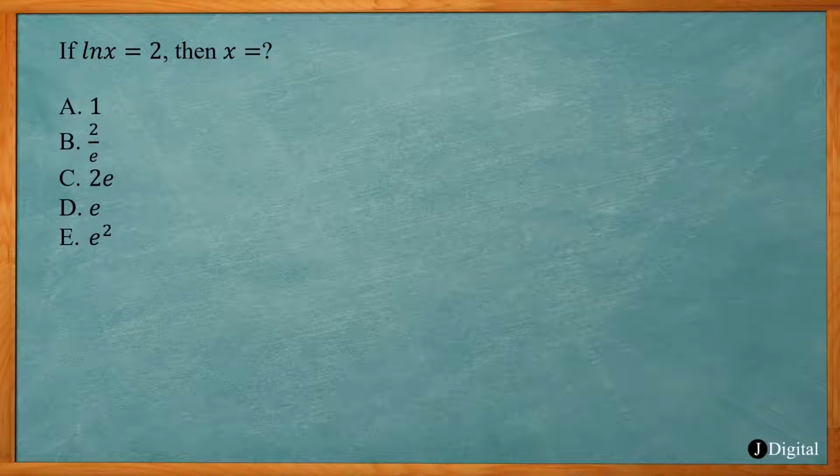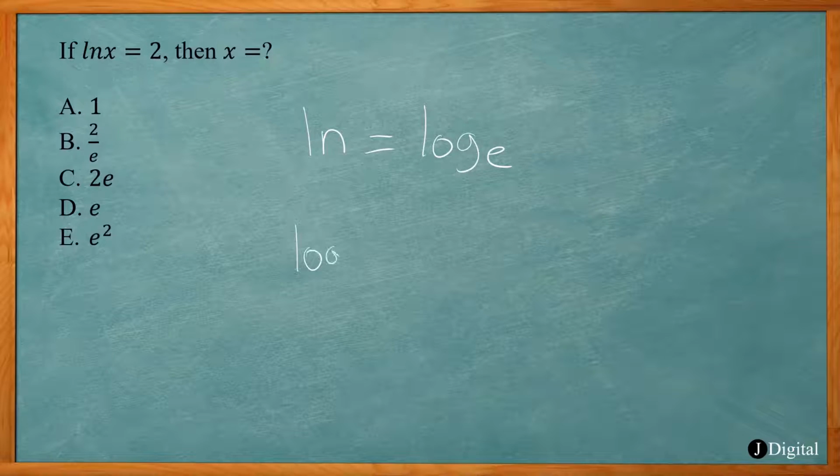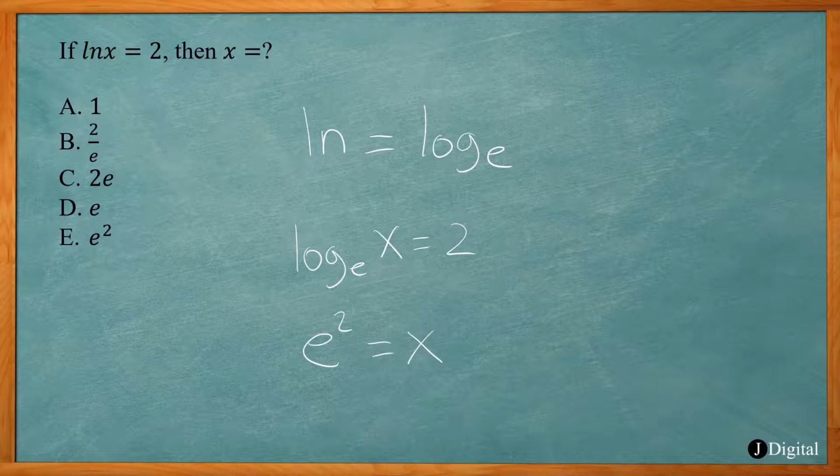Alright, so this one reads, if the natural log of x is equal to 2, x is equal to what? Okay, so on this one you need to know that natural log is the same as log base e. Okay, so if I have log base e of x is equal to 2, and we're in logarithmic form right here, I need to change it to exponential form, which is e to the second power equals x. Okay, so that's going to be your answer choice E.